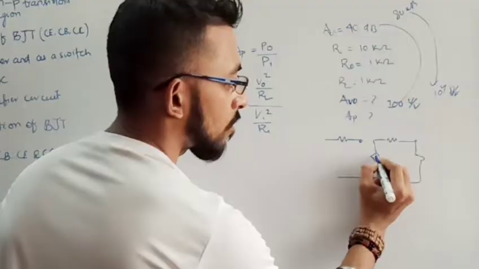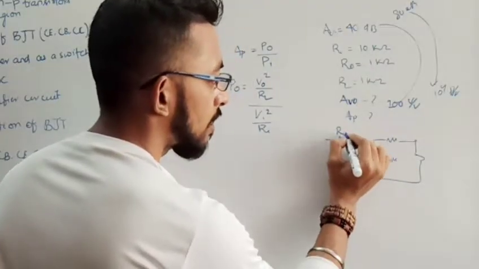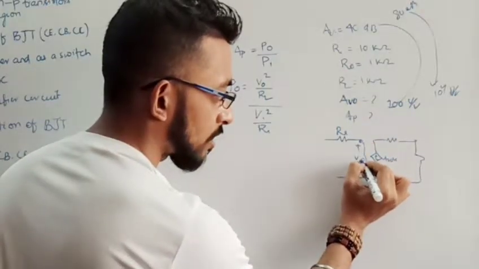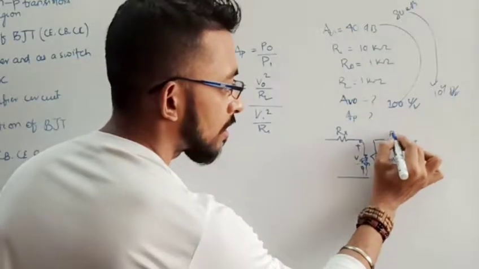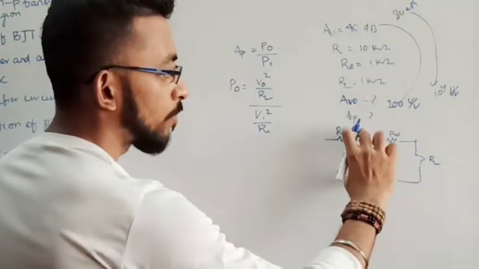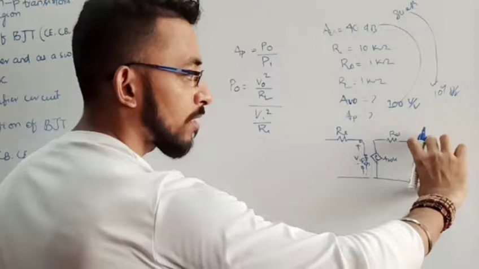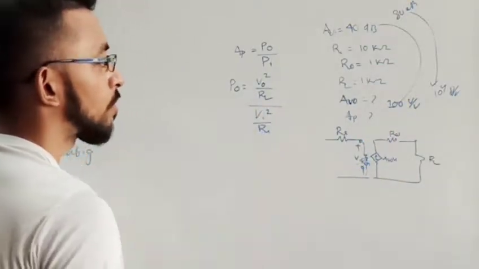This is a voltage controlled voltage source whose value is AV naught Vi. This is Vi. This is R source. Here a load resistor is connected. This is the R input. This is source resistance. This is output resistance. This is load RL. Input power is nothing but across this resistor. Output power is nothing but across this resistor. That's why for output I have taken RL, and for input I have taken R input.